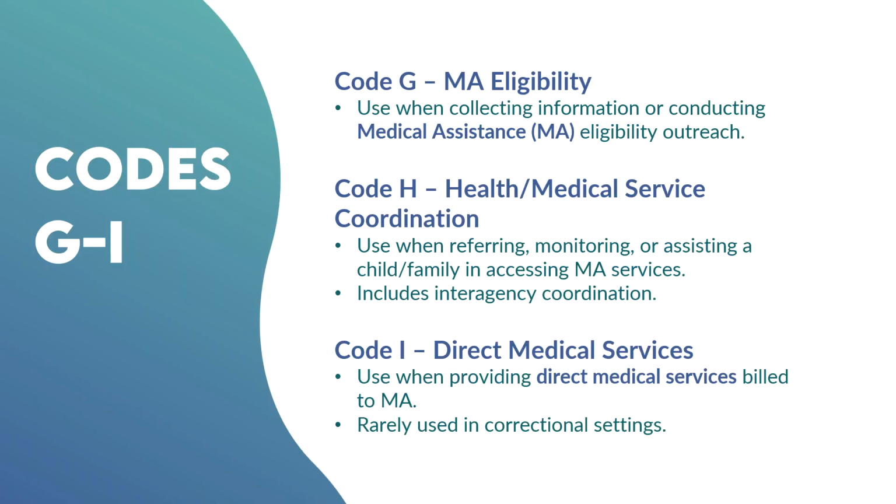Codes G through I relate to medical assistance, or MA. Code G is about eligibility, so if your activity involves collecting information or helping a family determine if they qualify for MA, that's where this code applies. Code H focuses on coordination, helping a child or family access medical services, monitor care, or work with agencies to make sure those services happen. And Code I is specific to providing the actual medical service that could be billed to MA. In schools, this might be a nurse or therapist providing a service. It's not used as often in correctional settings.